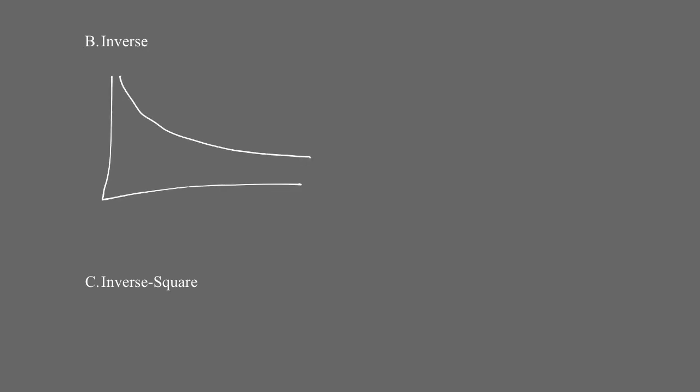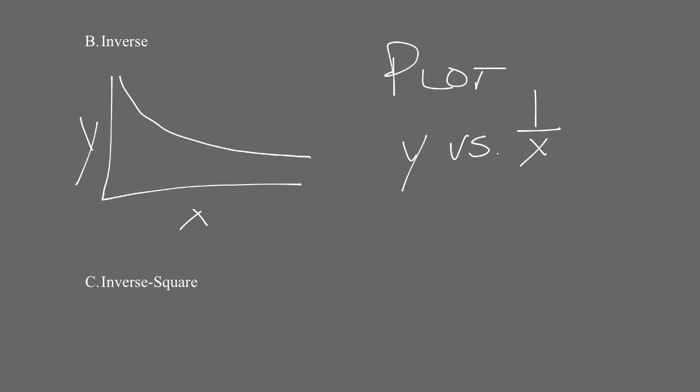The first one is called an inverse. So an inverse relationship, we get a graph that looks something like that. And so to linearize, basically, instead of plotting, so this would be y versus x, but to linearize it, what we'd want to do is plot y versus 1 over x. So we wouldn't want to plot x, but we'd want to plot 1 over x.